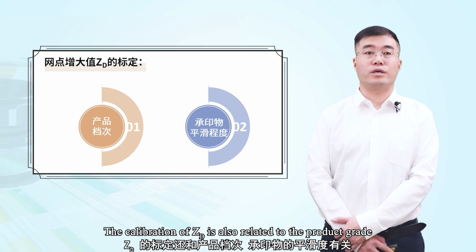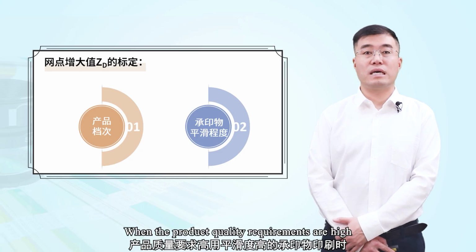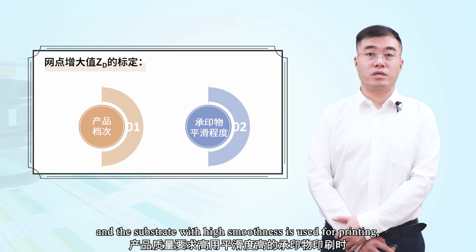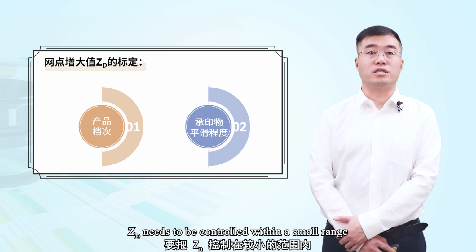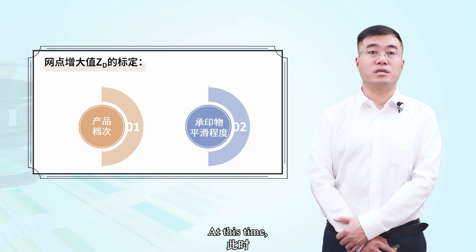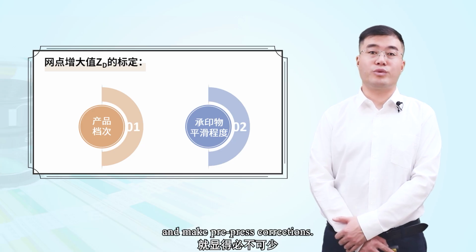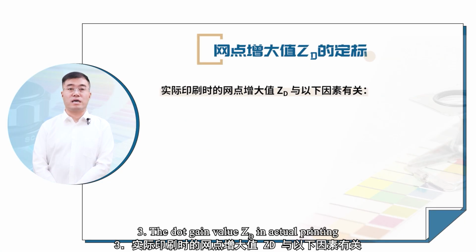The calibration of Z sub d is also related to the product grade and the smoothness of the substrate. When the product quality requirements are high and the substrate with high smoothness is used for printing, Z sub d needs to be controlled within a small range to meet the printing quality requirements. At this time, it is essential to measure the dot gain values of each tone level before printing and make pre-press corrections. 3. The dot gain value Z sub d in actual printing is related to the following factors.